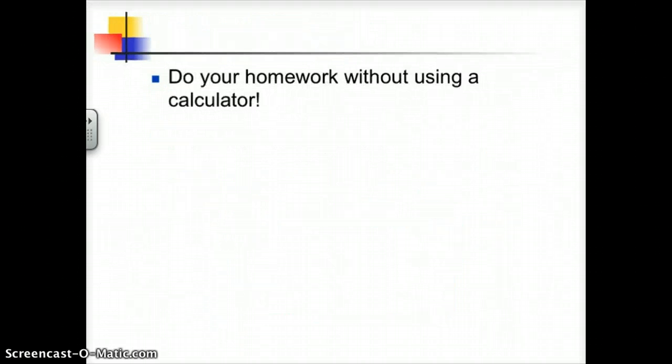Okay, just a short guideline today. I want you to do your own homework with no calculator and just see if you can remember your rules, think about a number line, visualize, and do your best. Okay, good luck. I'll see you tomorrow.